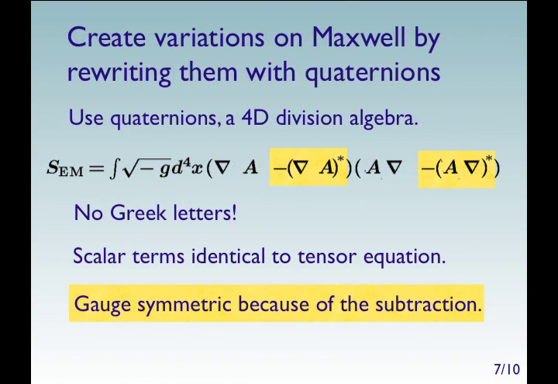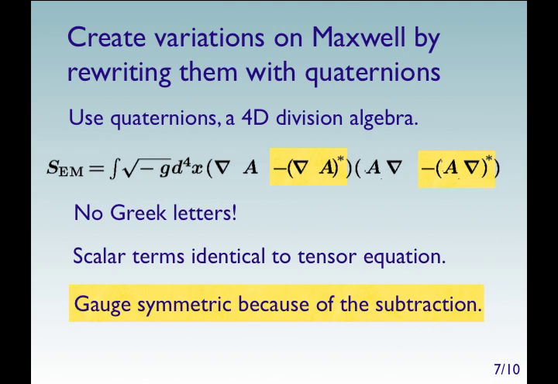So I'm going to create variations on the Maxwell action by rewriting it with quaternions. Quaternions are a 4D division algebra. That might mean nothing to you. Well, real numbers are a 1D division algebra. Complex numbers are a 2D division algebra. There is no 3D division algebra. One then gets to the quaternions, which are these 4D things. So you can basically add, subtract, multiply, and divide them.